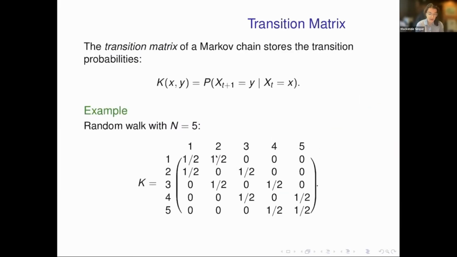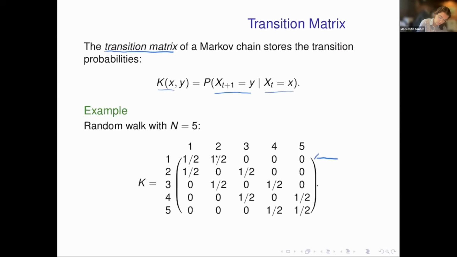Okay, so when we have a Markov chain that's discrete time and discrete space, we can talk about the transition matrix. This is just a matrix which stores these transition probabilities. It's a nice way of keeping track of them, and this matrix stores all the information that we need to define this Markov chain. So K of x, y is the probability that X_{t+1} equals y, given X_t equals x.